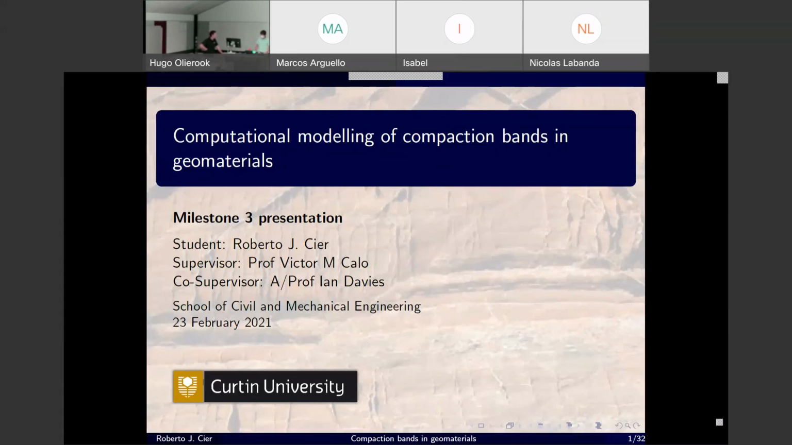On computational modeling, compaction bands and geomaterials. Take it away, Roberto. Thanks, Hugo, for the introduction. So today I'm going to present my findings around my project during this PhD that is related to the phenomenon of compaction bands.